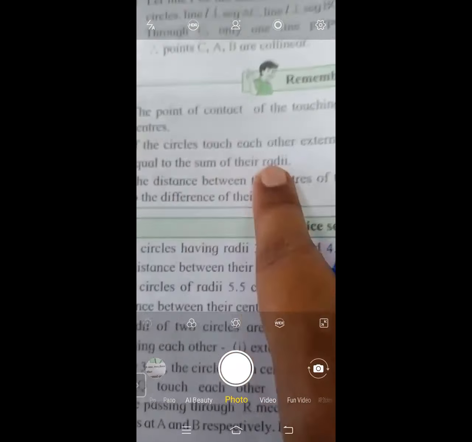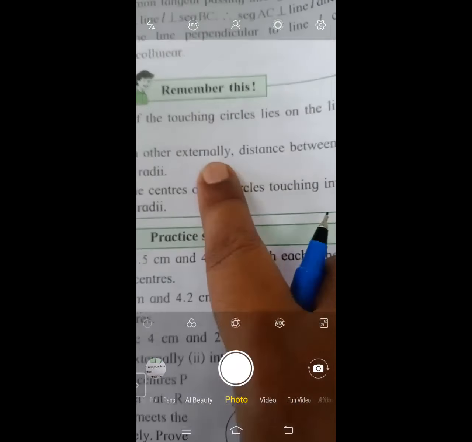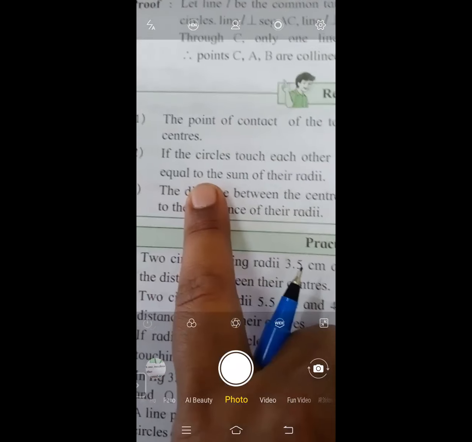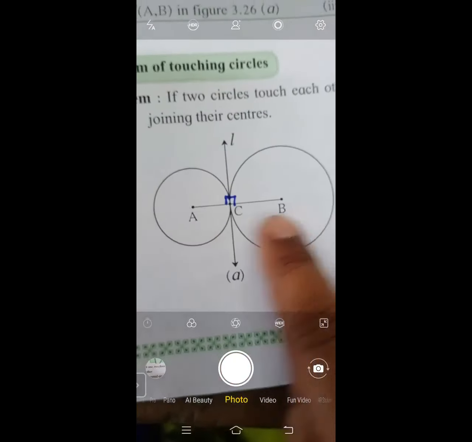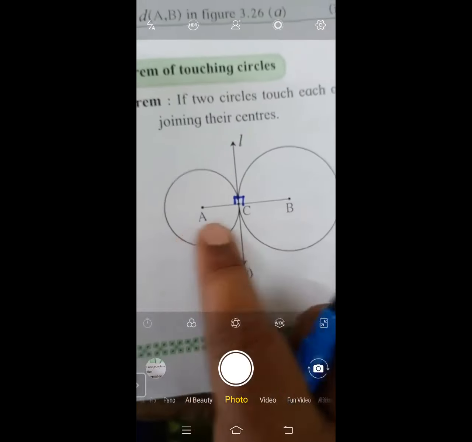If the circles touch each other externally, the distance between their centers is equal to the sum of their radii. Now you can see that these two circles are touching externally. So the distance between the centers A and B, what will be the distance between them? How will we find out this distance?